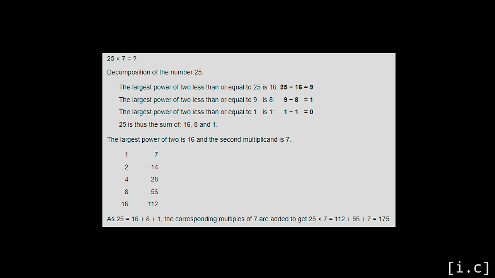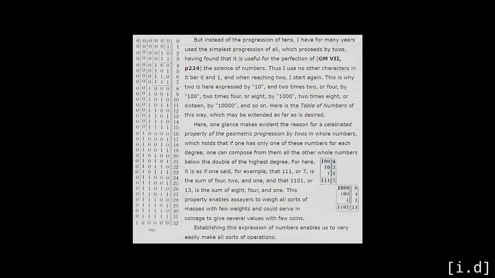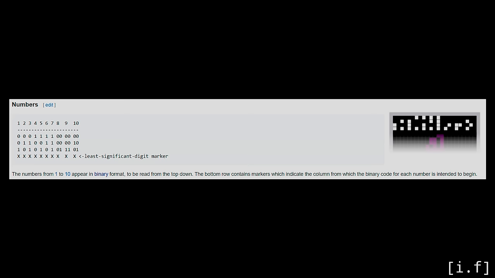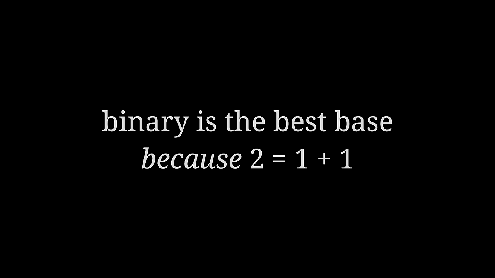Binary has appeared in ancient Egyptian mathematics, in the 16th century works of Leibniz, in the counting system of the people of Mangareva, and in the Arecibo message, and, of course, in nearly every modern computer. But binary isn't just the natural base. No, binary is also the base best suited for human use. By nearly any metric for comparing bases to each other, binary is the one that performs the best of all. And the best thing is, the latter is because of the former. Binary is the best base specifically because it's the smallest possible base, because 2 is the successor of 1.